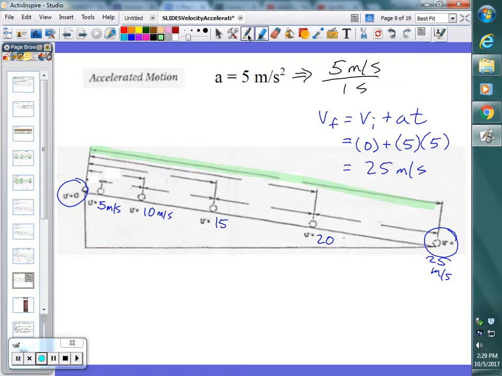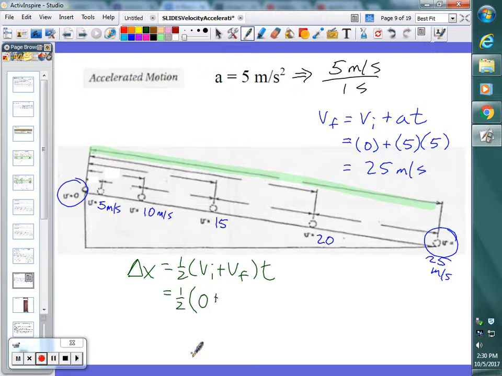Right? So, the other equation that I introduced you to yesterday, we can use to figure out how far something goes as it's accelerating, right? So, if we start plugging in numbers we know into this equation, what's the initial velocity of the ball in this ramp? 0.